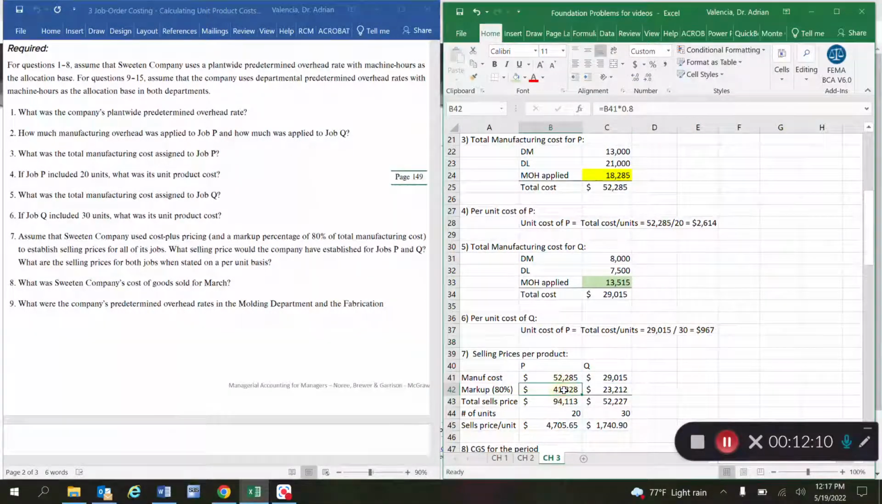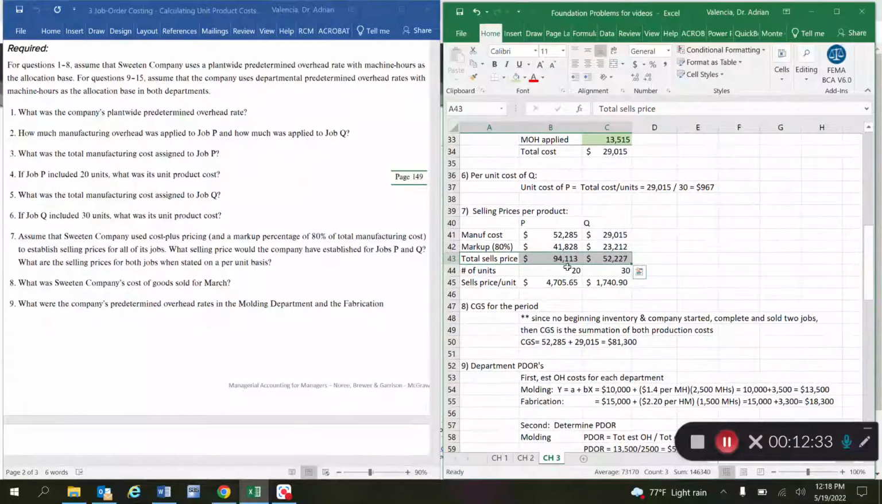Then I apply a markup of 80% based on cost. So I'm multiplying 52,000 times 80%, and I get 41,828 as the markup. Same thing for this one. I estimate 80% of that, meaning that my total sales price is as follows. 94 grand roughly for P and 52 grand for Q. Let me center this so it looks a little better.